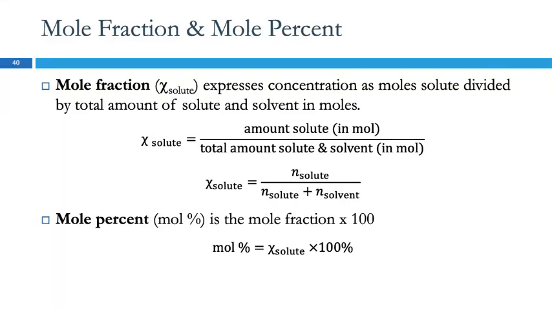We've been talking about different concentration units, and right now we're going to talk about mole fraction and mole percent. So mole fraction is given the symbol chi. Chi for the solute is going to be the moles of the solute divided by the total number of moles, and that's the solute and the solvent. So you could look at it this way, or with variables, you could look at it that way. The mole percent is just taking the mole fraction and multiplying by 100.